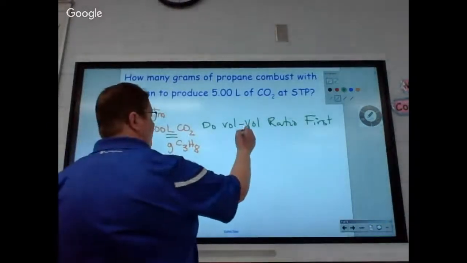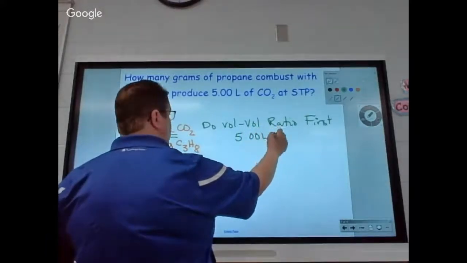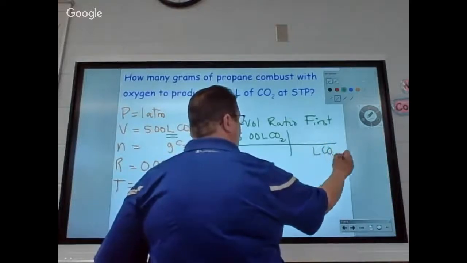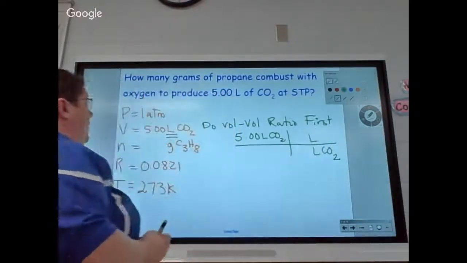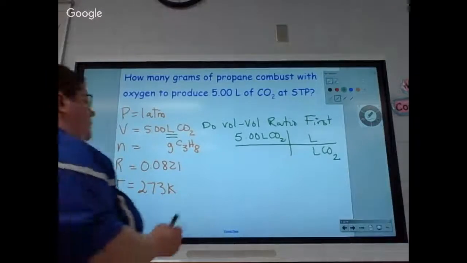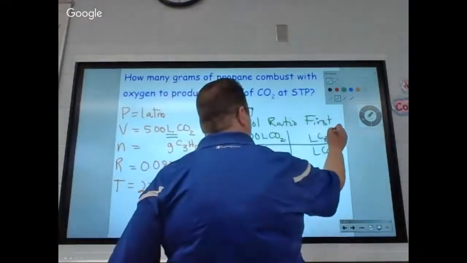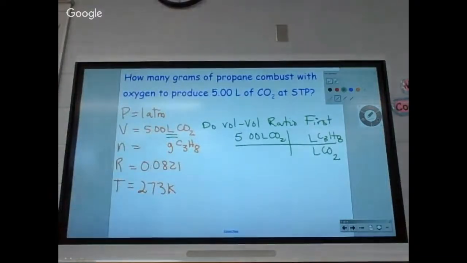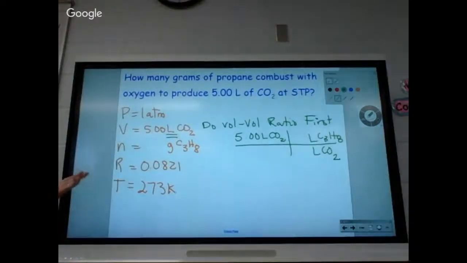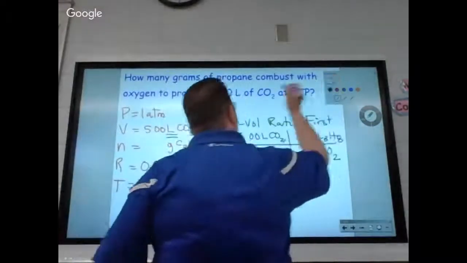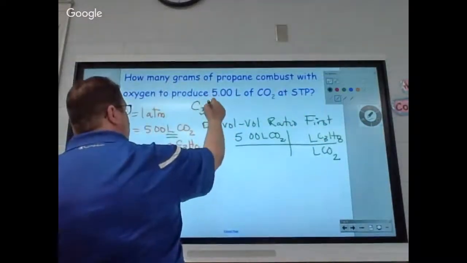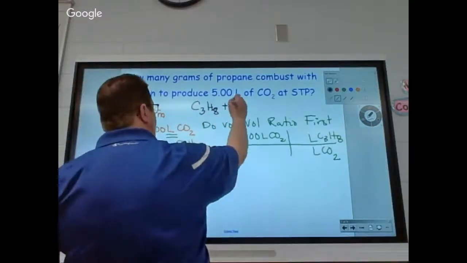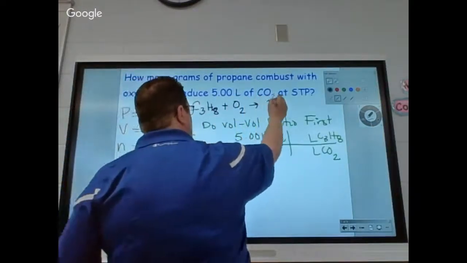So I'm going to take my 5 liters of CO2, and I'm going to change liters of CO2 into liters of what did they ask me for? Propane. Now, was Miss Small kind and gracious and wrote the balanced equation for you? No. So we need to do that. Propane is C3H8. I add it to what compound for its combustion? And what 2 products do I get? CO2 and water.